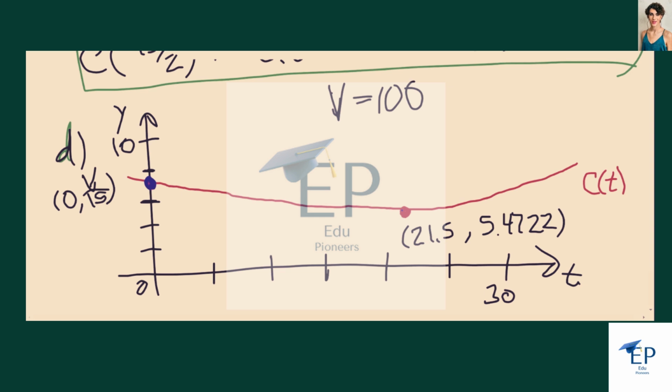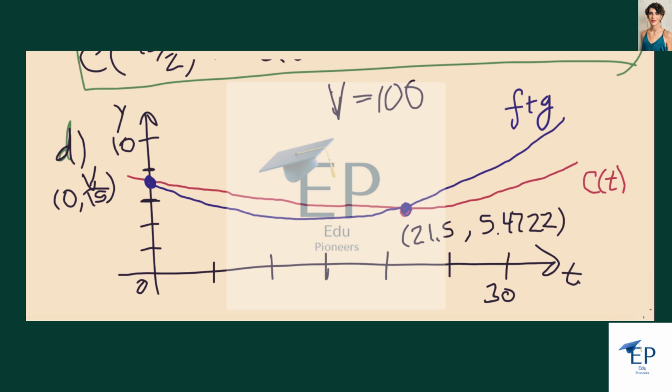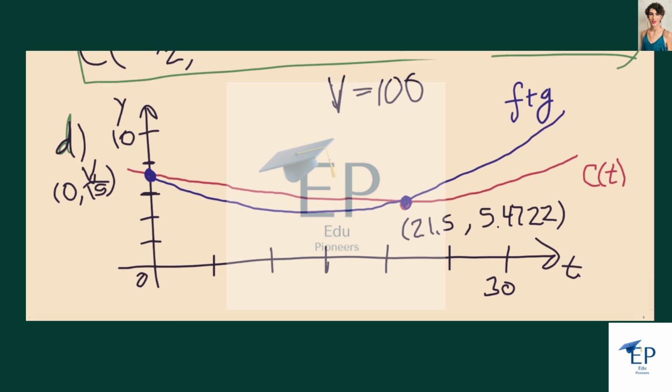Since we know that 21.5 is a critical number, well, just by graphing, we know this is true. But on the other hand, f plus g has a minimum much sooner than that. And so it looks more like this. And this is f plus g. And so we see that the absolute minimum of c occurs at t equals 21.5, which is, of course, where it intersects with f plus g. And so this confirms part A.